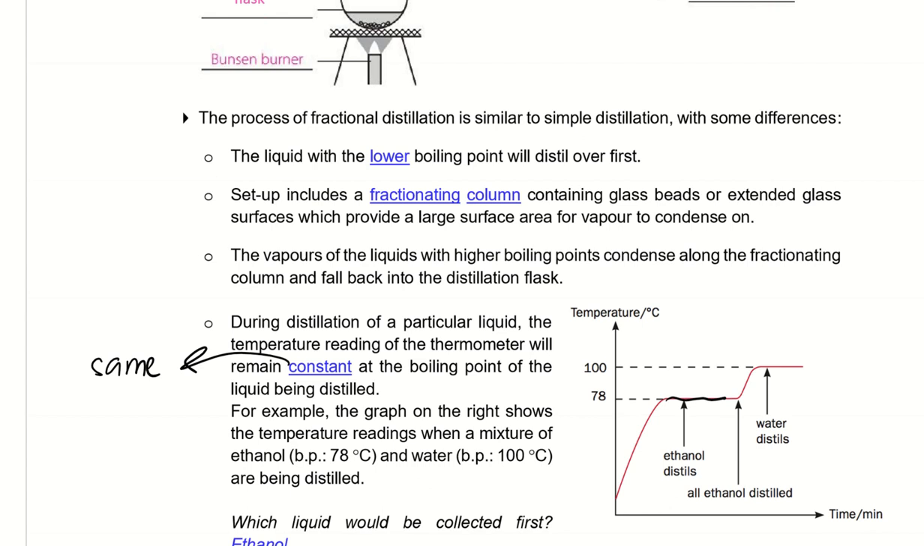So how come this temperature reading will remain constant at the boiling point of ethanol and water? So to find out why, we need to study the next chapter, kinetic particle theory. It will explain to us how come the temperature reading of this vapor remains at this temperature before it has been distilled away.